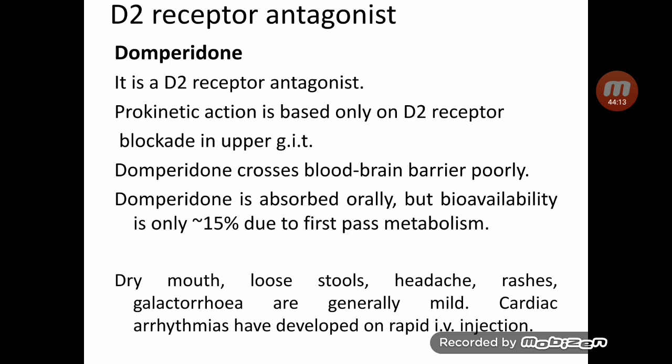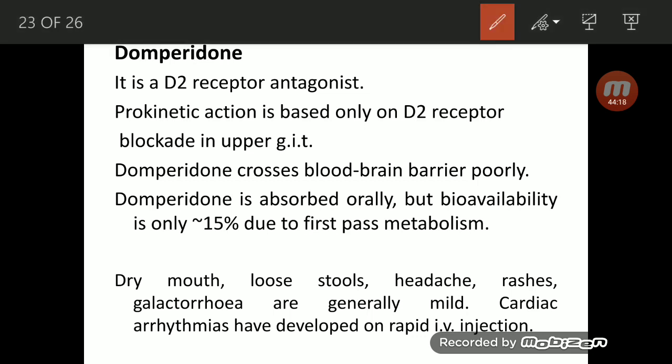Next class is D2 receptor antagonist. So your drug is domperidone. When we talk about domperidone, this drug has action only on the D2 receptor. It does not have any antihistaminic action. It does not have any anticholinergic action. The only action domperidone shows is D2 receptor antagonistic action. Now, its prokinetic action is basically because it acts on the D2 receptor and blocks it in your upper GI tract.